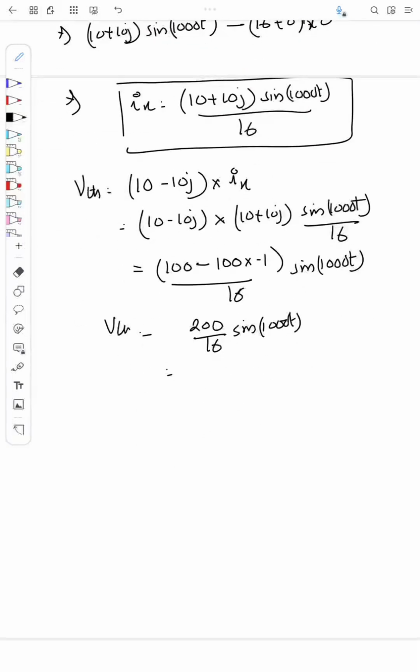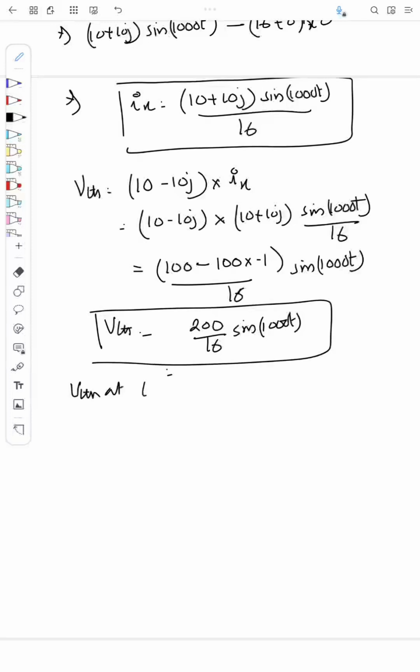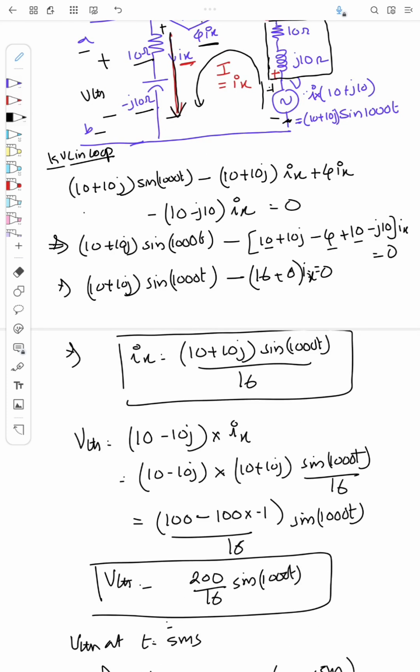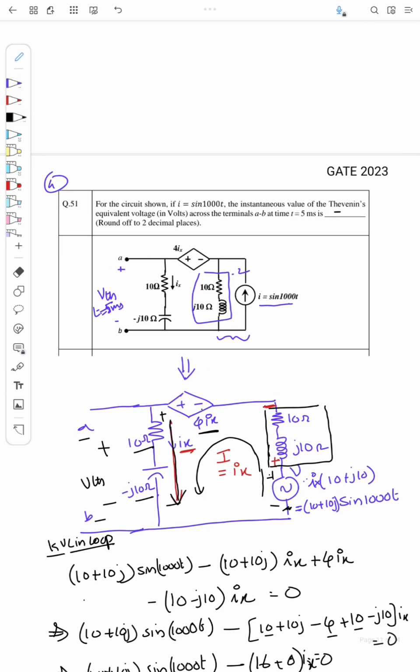So this is VTH. We need to find VTH at t equal to 5 millisecond. If I substitute here, VTH is equal to 100 by 8 into sine 1000 into 5 milli, or 100 by 8 into sine 5. So in radians, the value will be equal to minus 11.98 volt. So that is VTH, right? So the answer is minus 11.98.